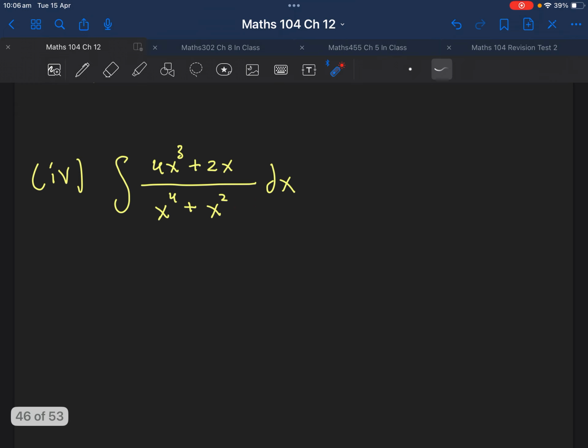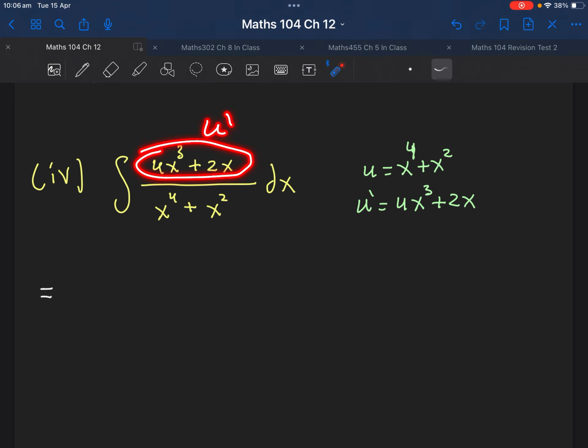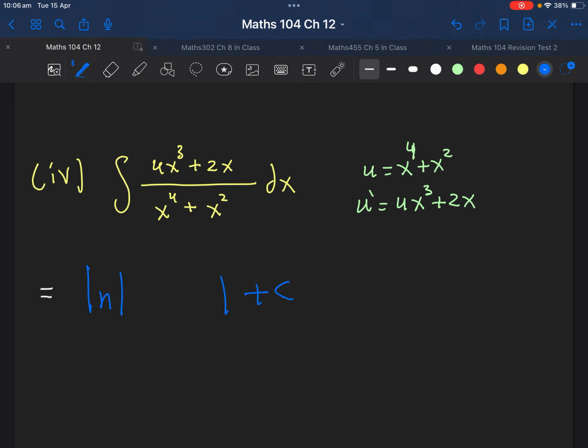Let's go to the next one. Again, I have a suspicion that I have a numerator and denominator. So you have u equal x to the 4 plus x squared. And now you ask yourself, what is u prime? It is 4x cubed plus 2x. And actually, I have a perfect situation. I have u prime and I have u. Well, that's lucky, we just need to write whatever u is inside the ln.